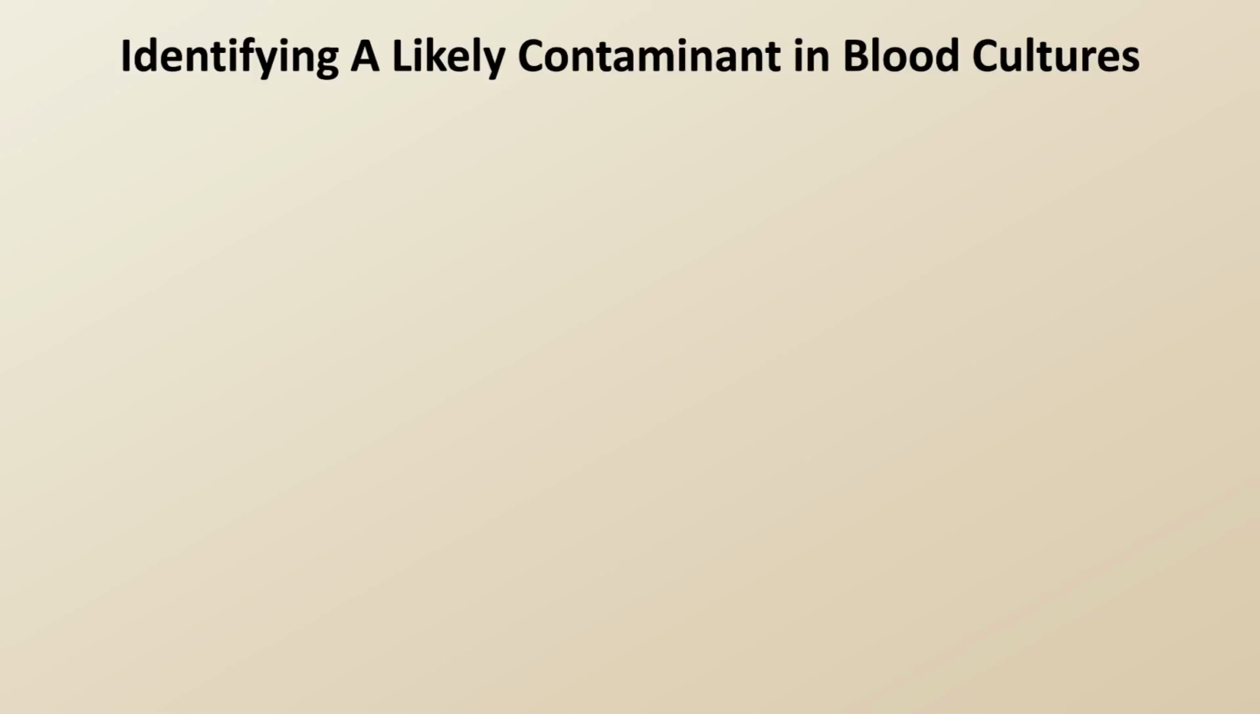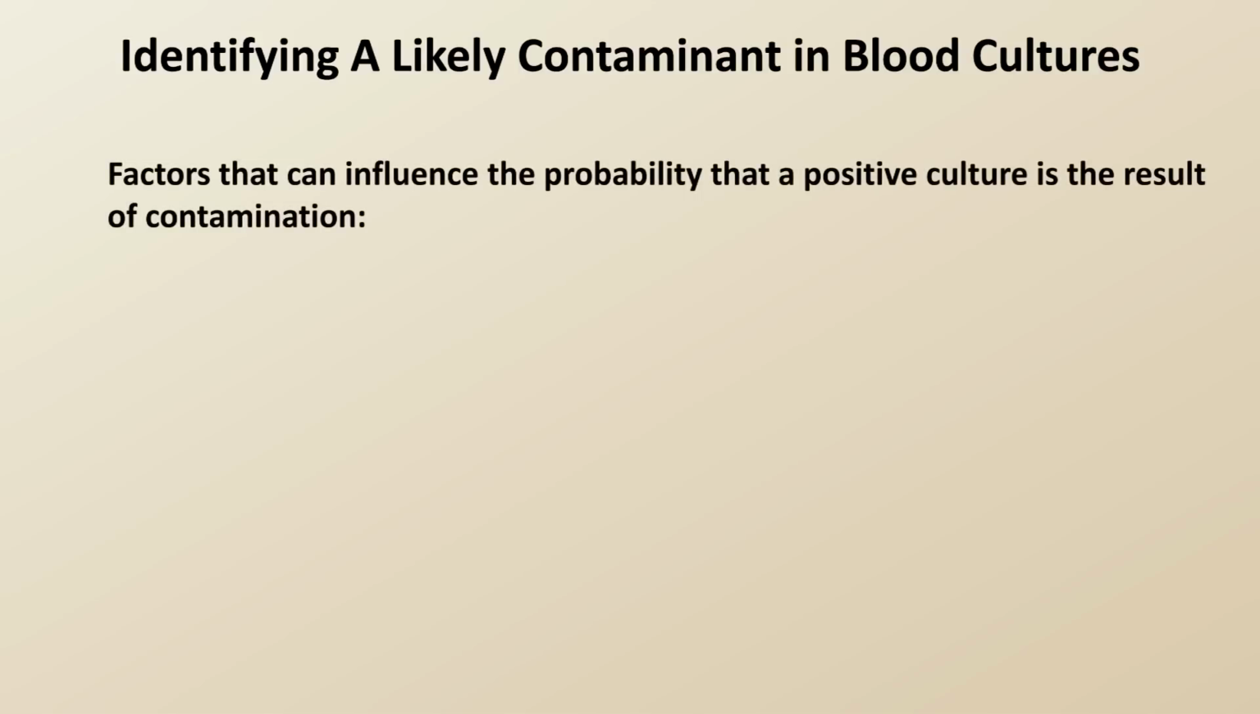I'd like to end this lecture talking about a common problem in antibiotic therapy: how to identify a likely contaminant in blood cultures. Blood culture contaminants, that is, false positive cultures, result in significant excess healthcare costs and unnecessary antibiotic use. Factors that can influence the probability that a positive culture is the result of contamination include the pretest probability of bacteremia. When the expected prevalence of true bacteremia is relatively low, the rate of false positives will be higher.